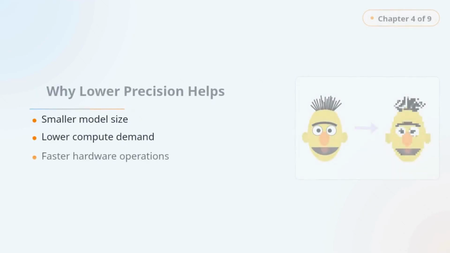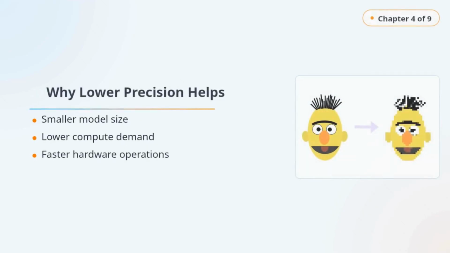When we reduce precision, the model becomes lighter. That means less memory is needed, fewer computational resources are required during inference, and hardware can often run vectorized operations more efficiently. So in many real-world cases, quantization helps improve latency without a major hit to accuracy.